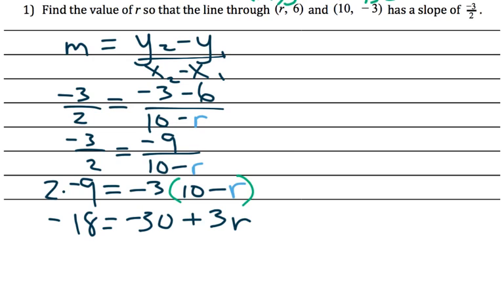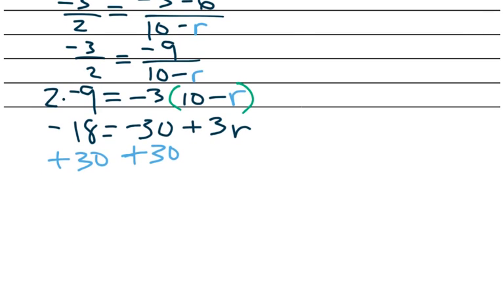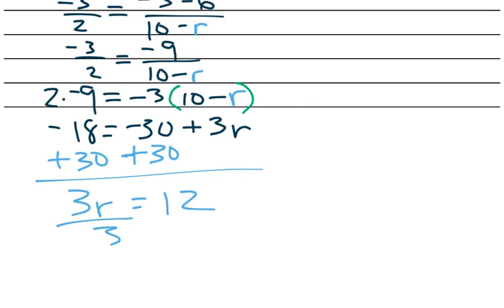Negative times a negative turns positive. I got minus 30 that I want to get rid of so that the 3r gets by itself. And then I'll just jump the 3r to the left side. -18 plus 30 gives me 12. And I get r is 4.